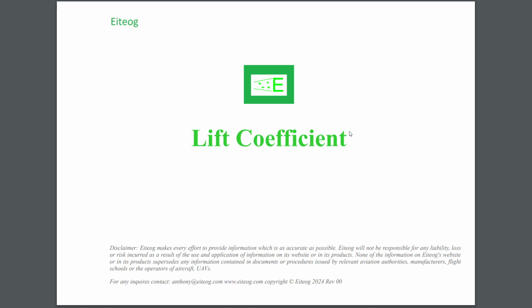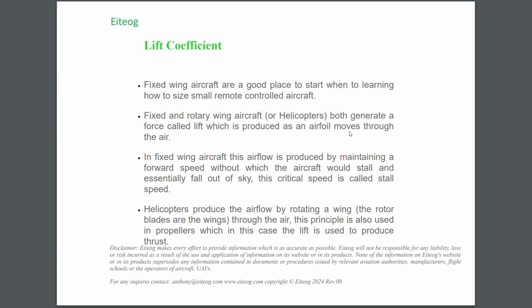Coefficient. So this one's looking at lift coefficient, which is quite an important equation, and it tells you quite a lot about how an aircraft performs and what the main key factors affecting aircraft lifting performance and aircraft performance in general are. So fixed wing is a good place to start because they're fairly straightforward, and if you're getting into sizing and building your own radio controlled aircraft, then fixed wing is a good place to start to understand how lift and aerodynamics work.